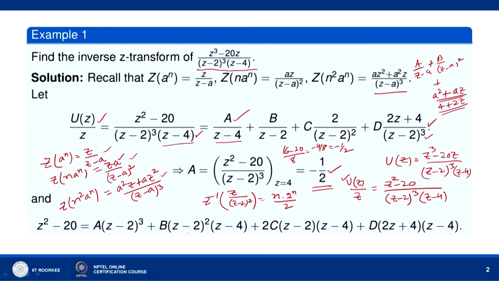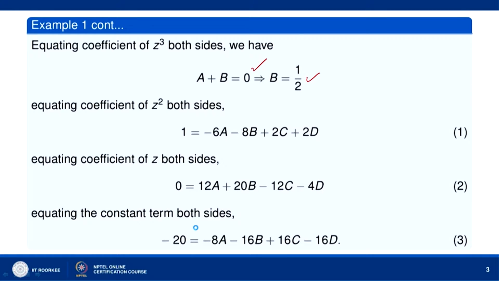Now, let us equate the coefficient of z square on both sides. Here the coefficient of z square is 1, and on the right side you collect the coefficient of z square, you get minus 6a minus 8b plus 2c plus d. So, we have this equation: 1 equal to minus 6a minus 8b plus 2c plus d.